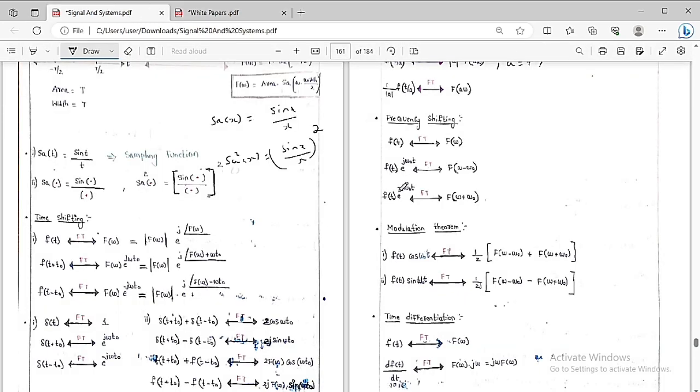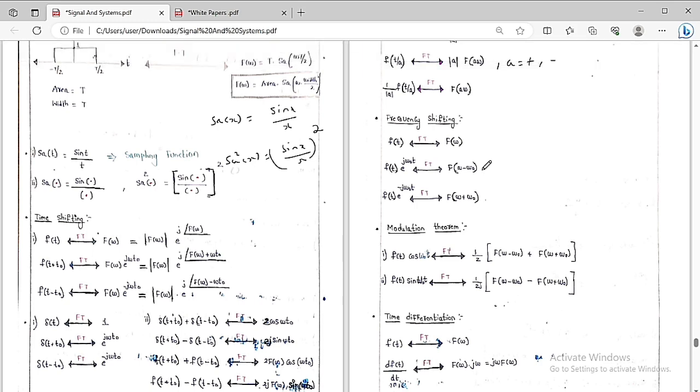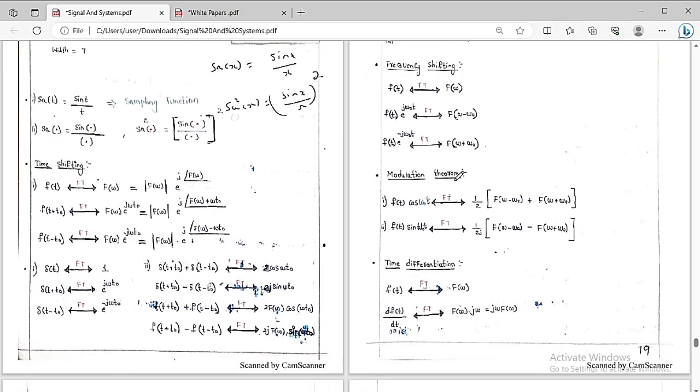So therefore we can say f of t into e to the power of j omega naught t has a Fourier transform f of omega minus omega naught. F of t into e to the power of minus j omega naught t has a Fourier transform f of omega plus omega naught. Here plus means minus, and minus means plus. I already told you this one, but now I have also derived it, so you have to keep it in your mind. Then what is the modulation theorem?